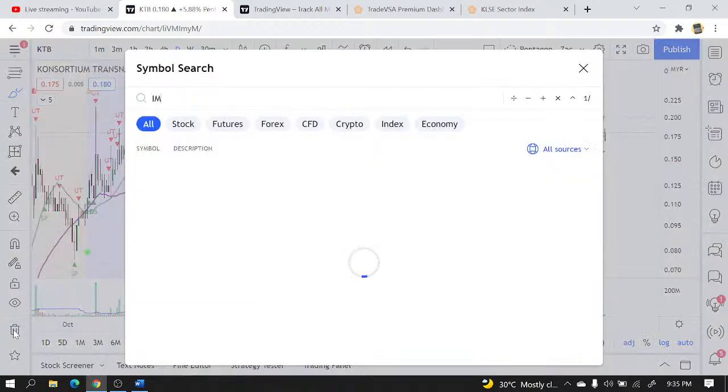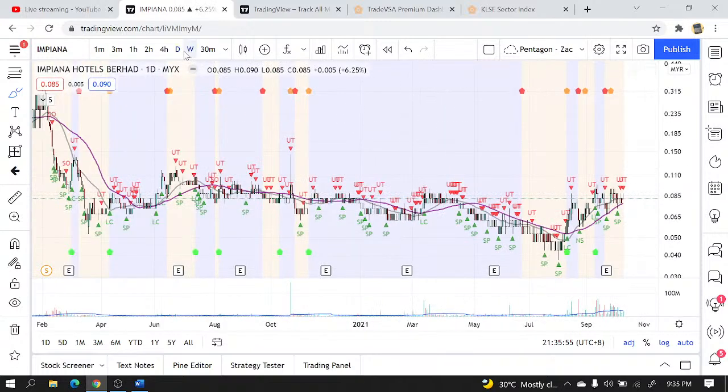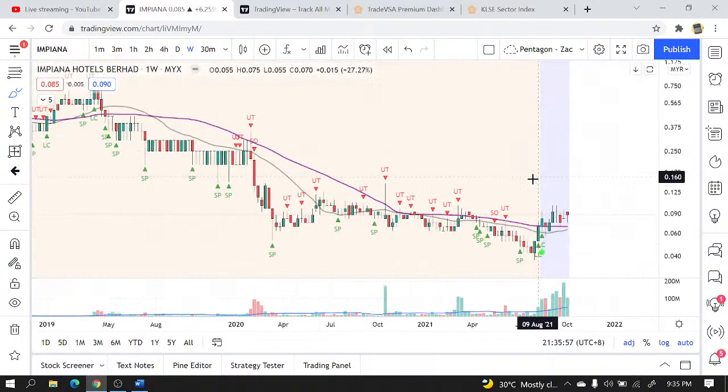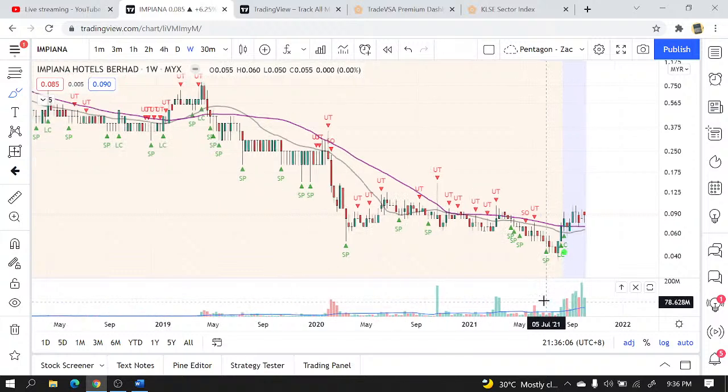The other one is Impiana. I think Impiana is in accumulation, if I'm not mistaken. If you switch to the weekly chart, because the daily chart is a bit difficult to see, you notice that the volume is increasing. It is very unusual.